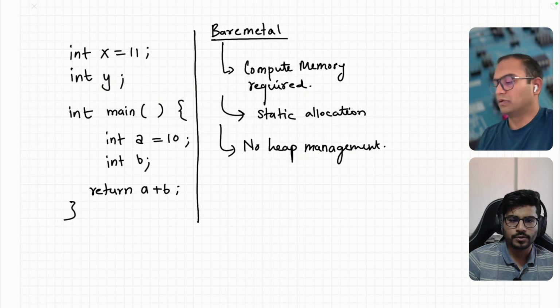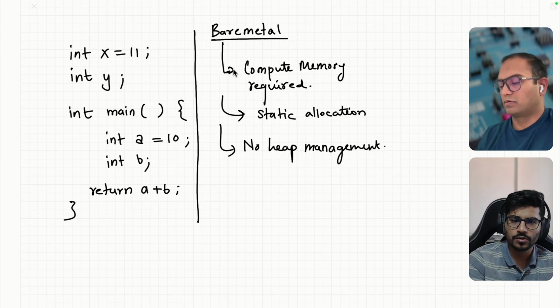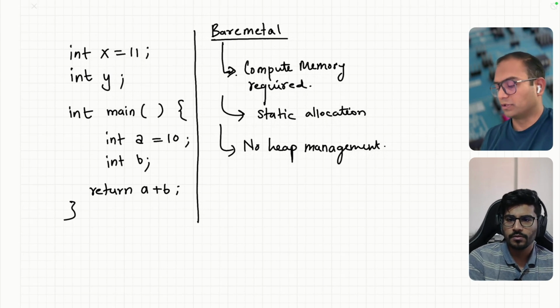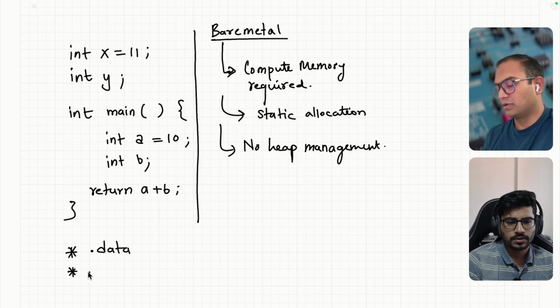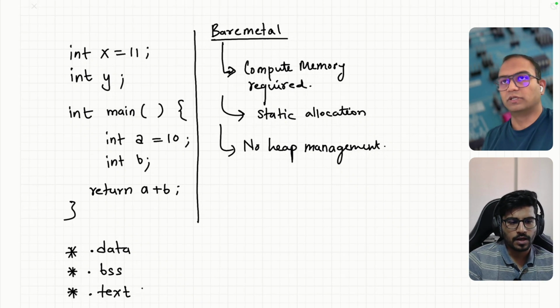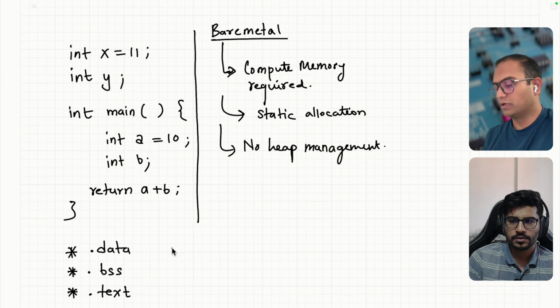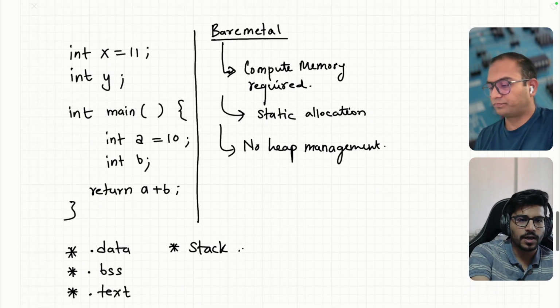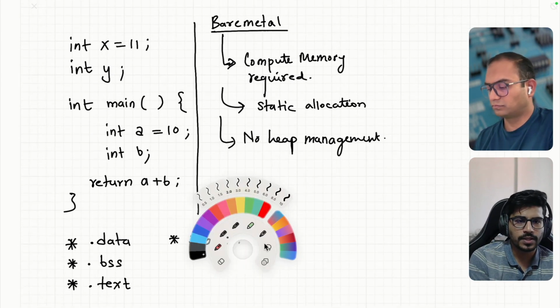Right. So Piyush, can you also make a list of the four sections? Okay, sure. Let me write it here. So you hinted at the dot data section, the dot BSS section, then we had the dot text section, and which one was that? And then stack. Okay. So then we had the stack. Perfect.